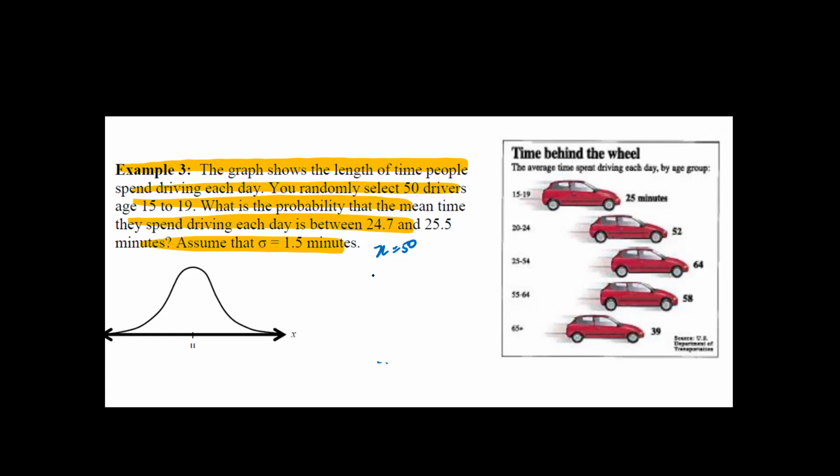So what is the probability that the mean time they drive each day is between, and this is going to be your X, okay? X bar is 24.7 minutes, so that's your X bar 1, and X bar 2 is 25.5 minutes. Those are very close minutes. And it's given to you that the standard deviation is going to be 1.5 minutes.